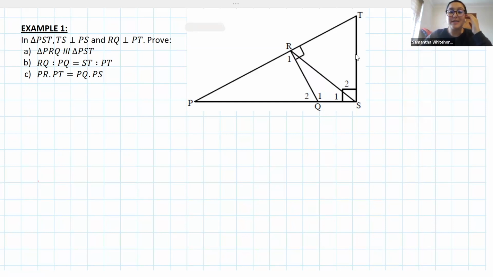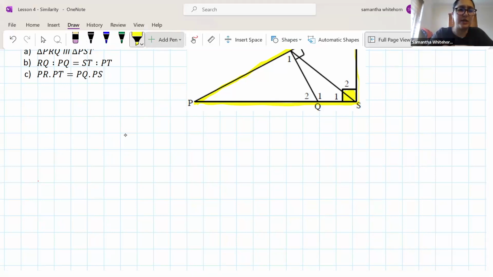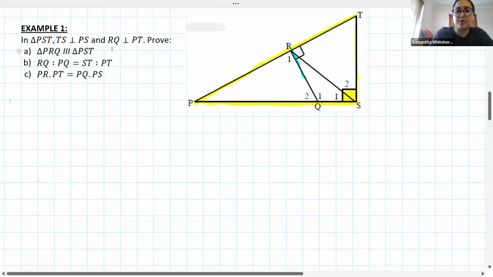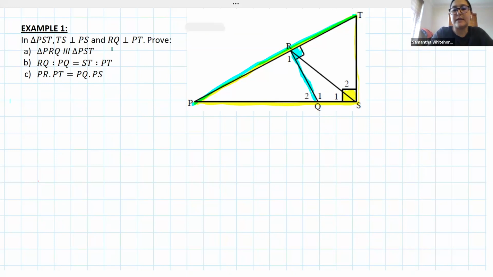So it says in triangle PST, so triangle PST is our big triangle that we've been given here. We've got lots of little triangles, but we're concerned with the yellow triangle. TS is perpendicular to PS, that's shown here with my right angle given to me, and RQ is perpendicular to PT. So RQ, that blue line, is perpendicular to PT. So that is that blue right angle over there. We've then been asked a bunch of things that we need to go and do. So the first question is prove that the triangles are similar.